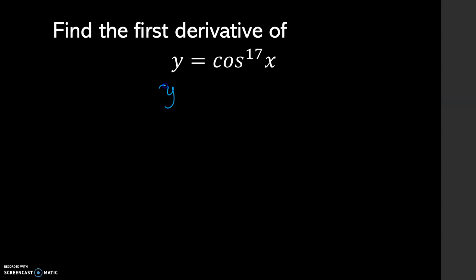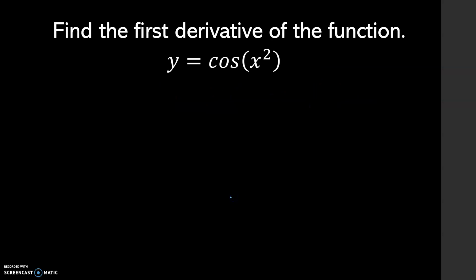The derivative of something to the 17th power is 17 times that something to the 16th power. Our something is cosine, which has a rate of change of negative sine. The derivative of cosine of something is negative sine of something, and our something is x squared, which has a rate of change of 2x.